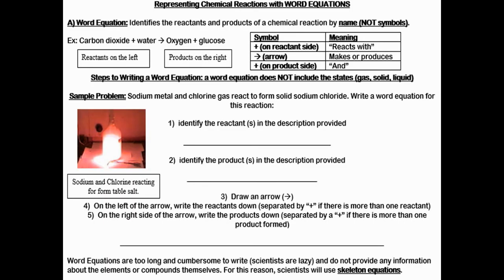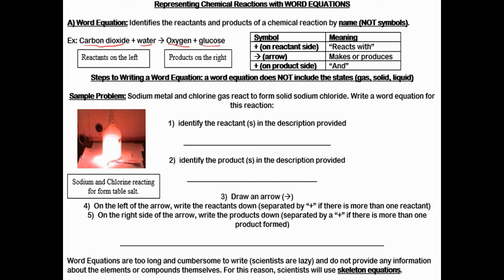So rather than write long paragraphs and essays about a chemical reaction, we like to simplify things a bit and write equations to represent those chemical reactions. There are several types of equations that you can write. One type is called a word equation, where you represent the reactants and the products using words, using their names, the ionic compound name and molecular compound name, or whatever be the case. So here we have an example of a word equation. We have carbon dioxide plus water, arrow, oxygen plus glucose.